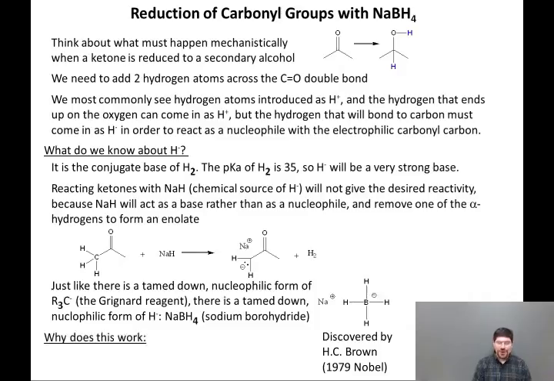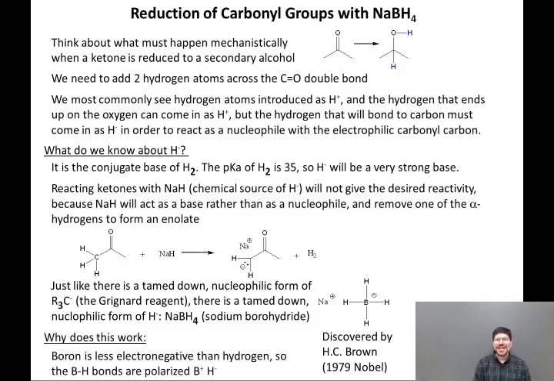So why does this work? Well, the answer is that boron is less electronegative than hydrogen is, so the boron-hydrogen bond is polarized B plus H minus. Just like in the Grignard reagent, the magnesium-carbon bond is polarized magnesium plus carbon minus. So therefore, sodium borohydride is a source of H minus, just like the Grignard reagent is a source of C minus.